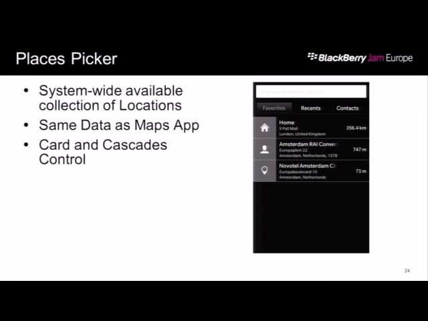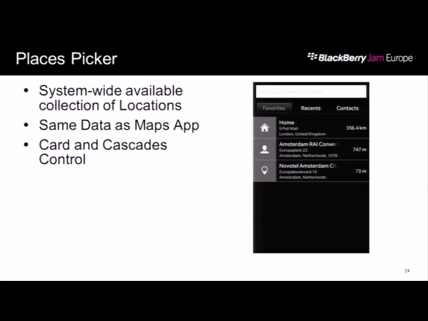Everything inside of the places is the same data that the map sees, is locations. If I'm in the mapping application and I say that this is a favorite of mine, and in the third-party application they use the Places Picker, up will come that favorite included within the list. It's a great way of sharing information across applications.